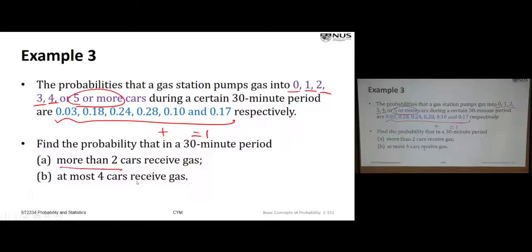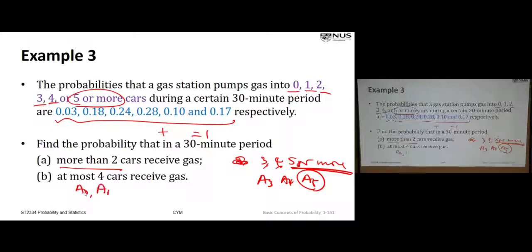More than 2 cars means the number of cars can be 3, 4, 5 or more. So basically only 3 events: A3, A4, and A5. A5 is 5 and more. At most 4 means it can be 0 cars, 1 car, 2 cars, 3 cars, and 4 cars. What is the probability of the union of all this? That is for part B.